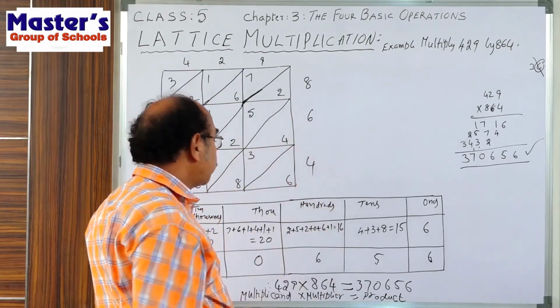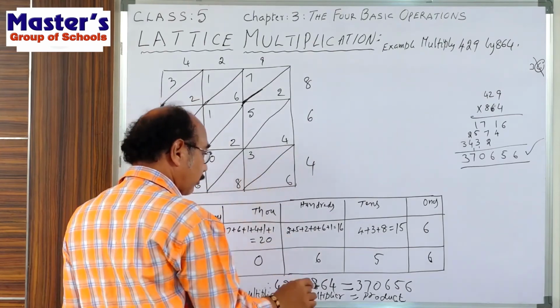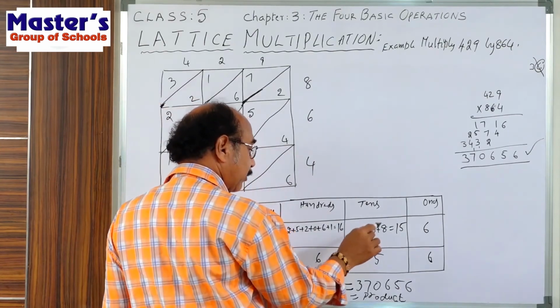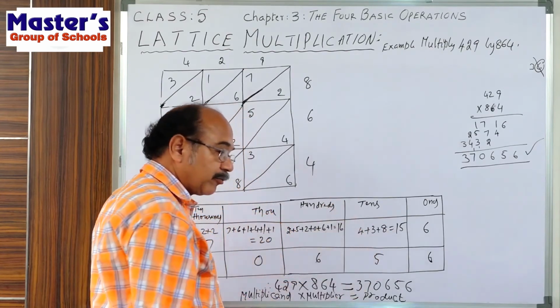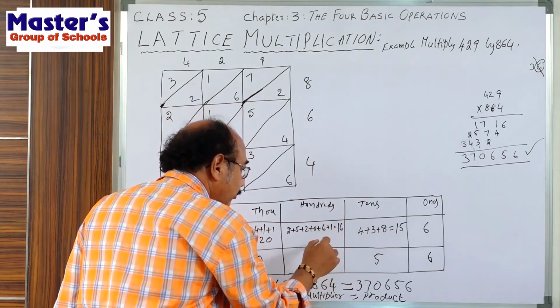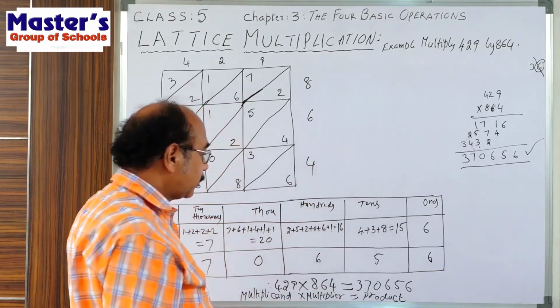A diagonal's digits we take. That means 8, 3, 4. See, 8, 3, 4. Add. 4 plus 3, 7 plus 8, 15. So write 5 here. 1 is to be carried here. This is carried.